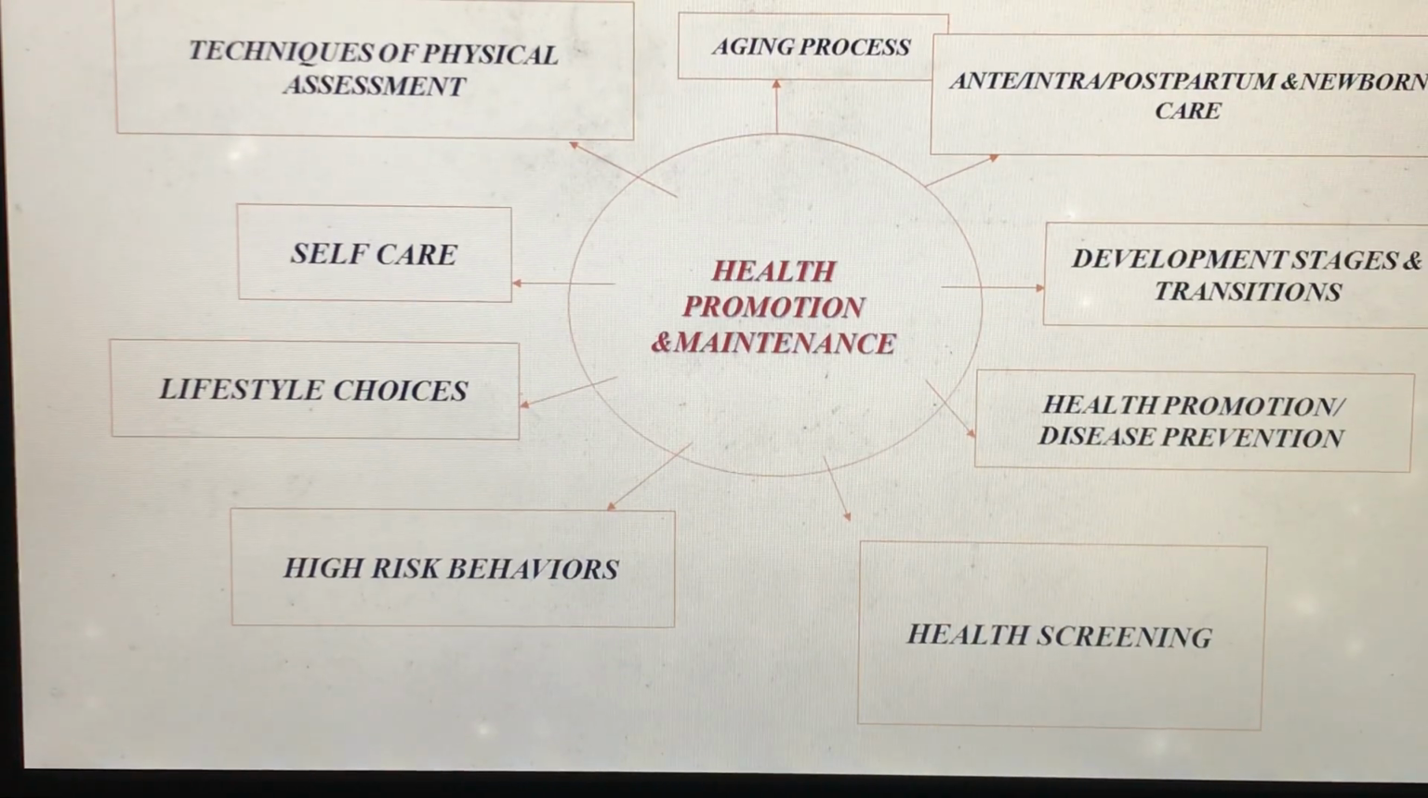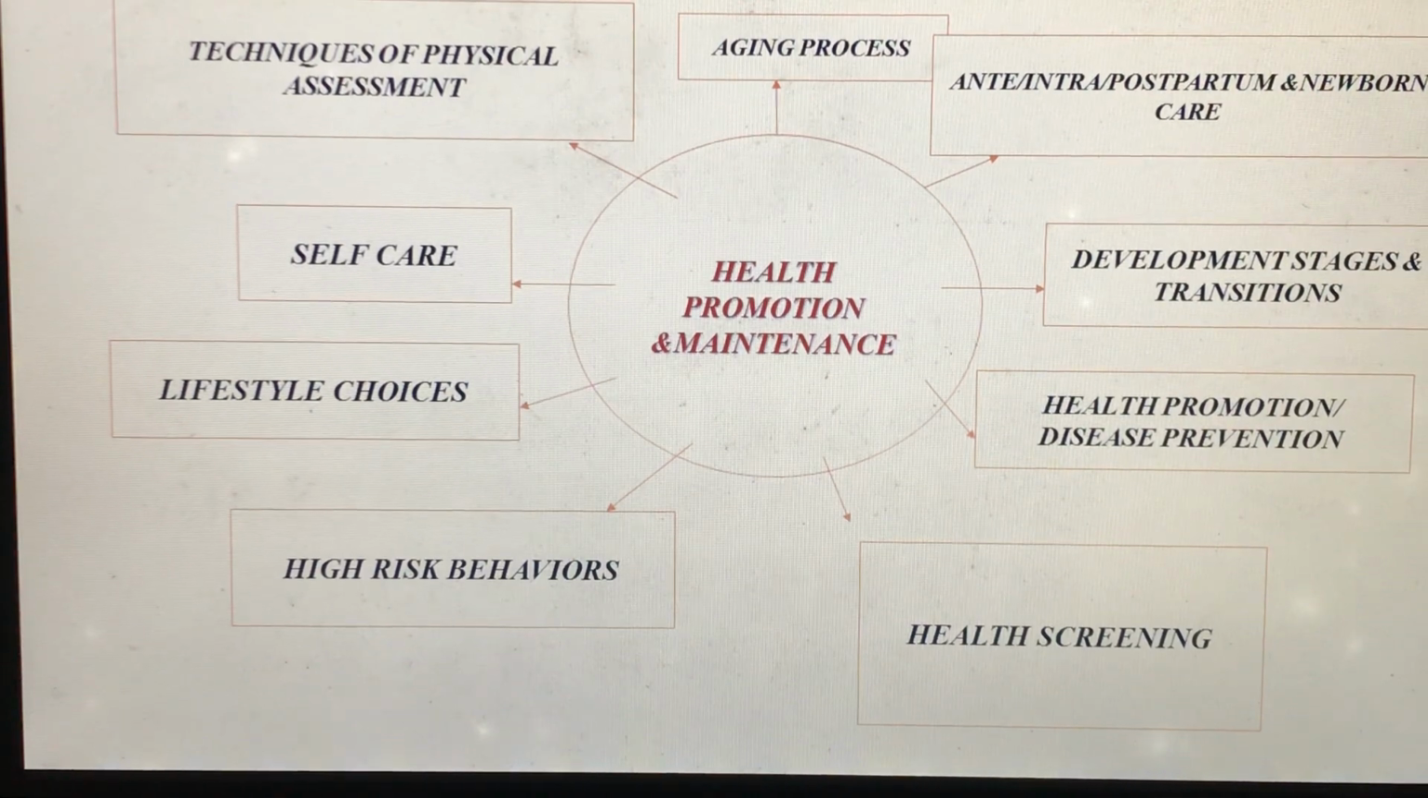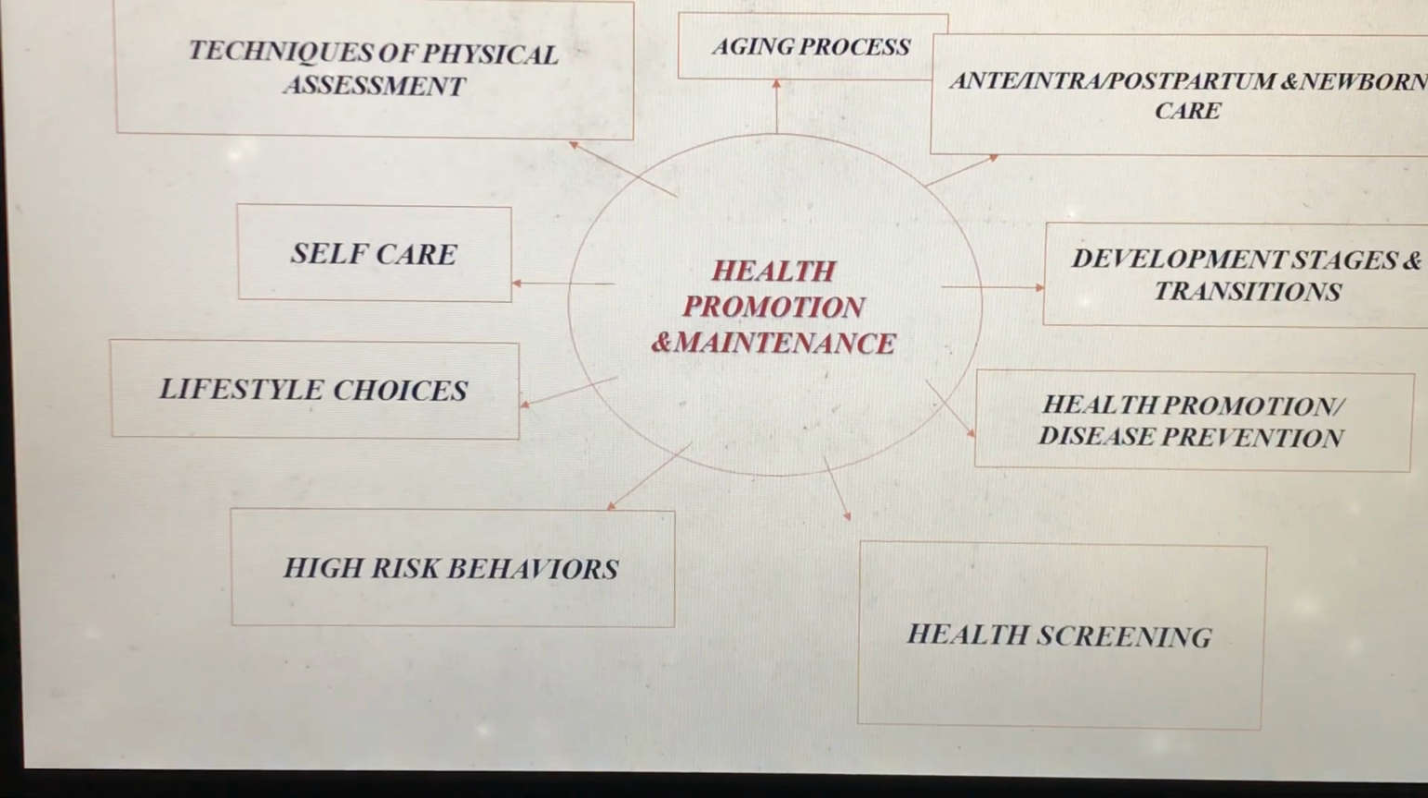Well, the next main category is health promotion and maintenance. The main contents are the aging process, then antepartum, intrapartum, postpartum, newborn care, developmental stages and transitions, then health promotion and disease prevention: primary prevention, secondary prevention, tertiary prevention. These all things we should keep in mind. I will give you a clue: the tertiary prevention is always something related to rehabilitative activities. So we should keep these things in our mind.